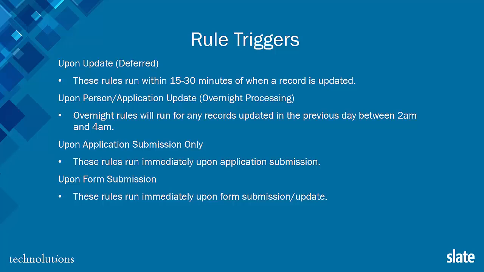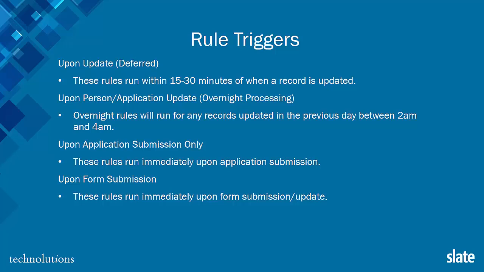The upon person application update overnight processing trigger will fire in the 2 a.m. to 4 a.m. time slot for any record that had an update in the previous day. Any single update will queue up that record to be run in the overnight processing in that time frame. This is a good trigger to use if it's something you don't need to see right away, and it can be calculated so that you can see it the next morning.